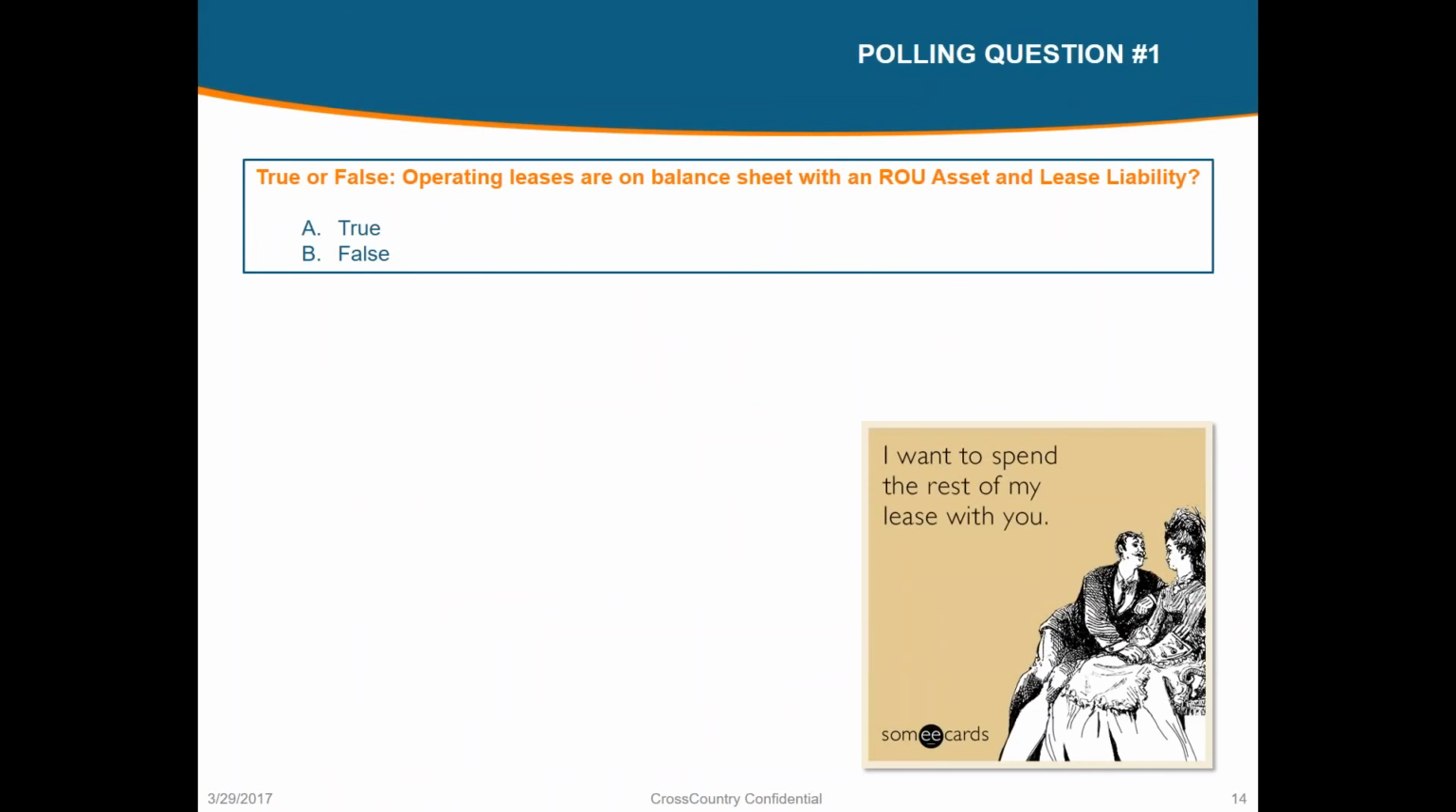For our first polling question, true or false, operating leases are on balance sheet with a right of use asset and a lease liability. You'll have 30 seconds to respond to the question, and remember for CPE credit, you need to respond to at least 3 of the 4 polling questions.